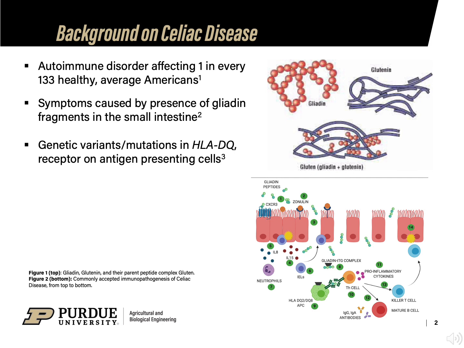Its symptoms are largely caused by the presence of gliadin fragments in the small intestine. As you can see, looking in the upper right, gliadin is one of the 2 subcomponents of gluten. The other is glutenin. Symptoms of celiac are also caused by genetic variations and mutations, particularly in the gene HLA-DQ, which is a receptor on antigen-presenting cells in the small intestine.